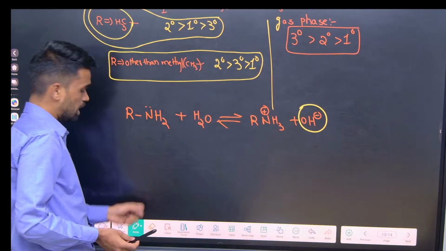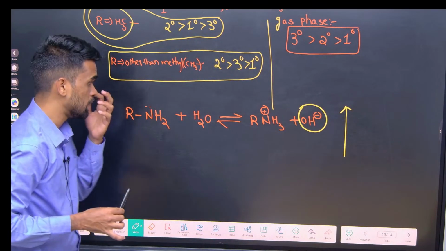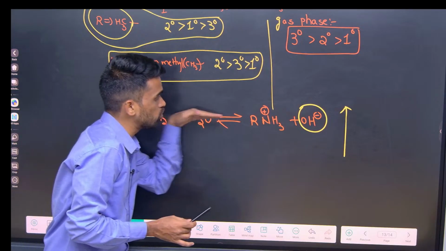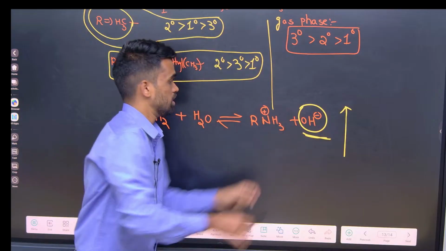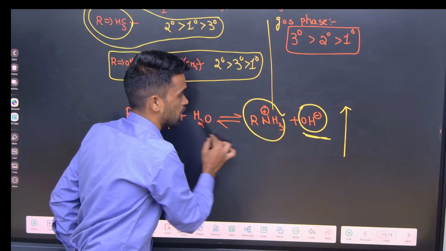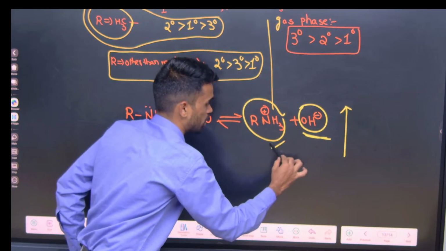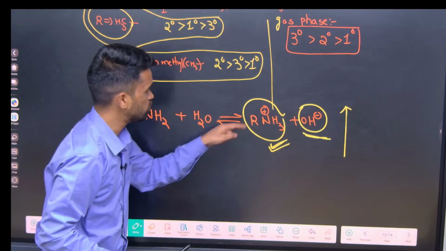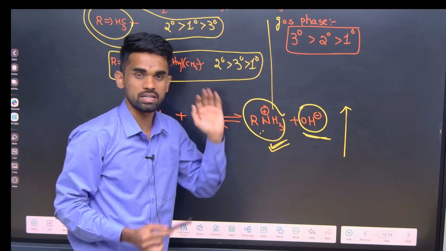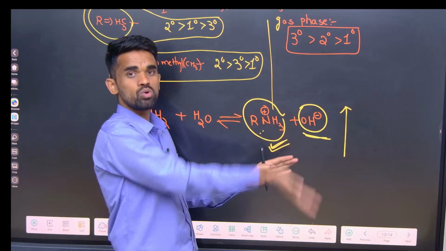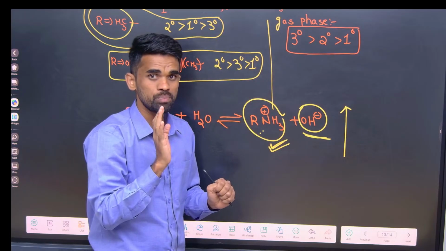So now in order to make it more basic, it means the concentration of OH minus should be more. Now what happens if this equilibrium moves forward? We will get more OH minus. So in order to move this equilibrium forward, whatever product is formed should be stable. If this product is stable, then the equilibrium moves forward. It means it becomes more basic. So the more forward it is moving, the more is the basic nature, because more OH minus ions are formed. So I hope you got the concept, right?